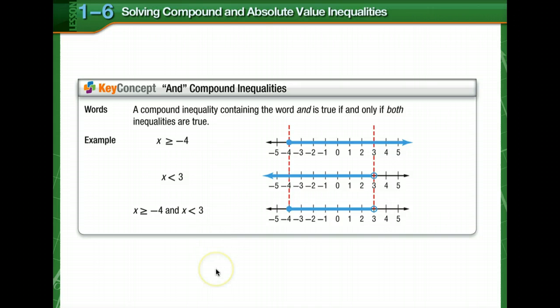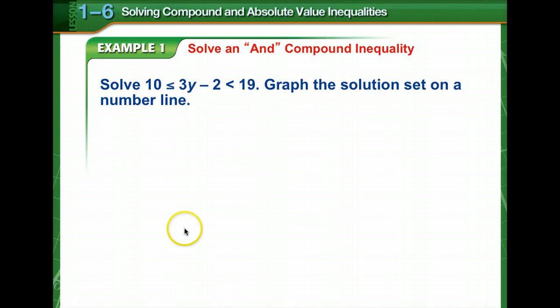So to solve a compound inequality, you must solve each part of the inequality. The graph of a compound inequality containing and is the intersection of the solution sets of the two inequalities. So let's look at what this means. So we've got an inequality, and look, we have a compound. 10 is less than or equal to 3y minus 2, which is less than 19. We were asked to graph the solution set on a number line.